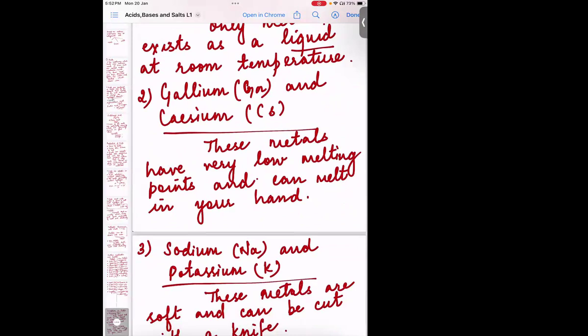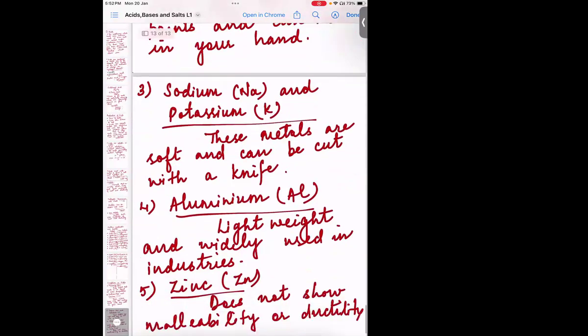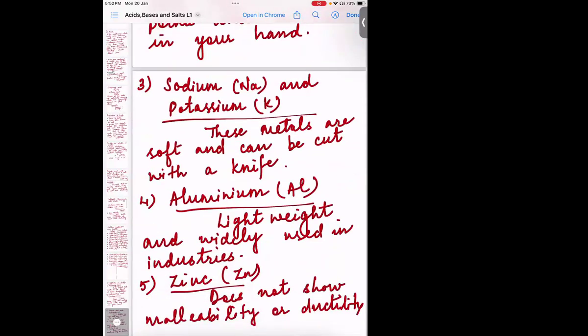So if you take the gallium and the cesium in your hand, easily it can melt down. Then third point, sodium and potassium. They should actually be hard, but they have the limitation. It means they are soft in nature, and they can be cut with the knife.